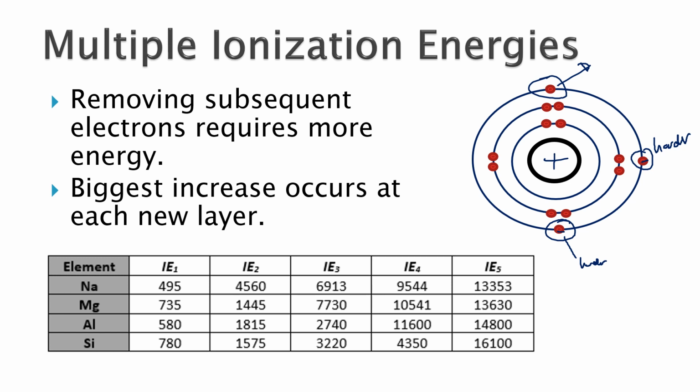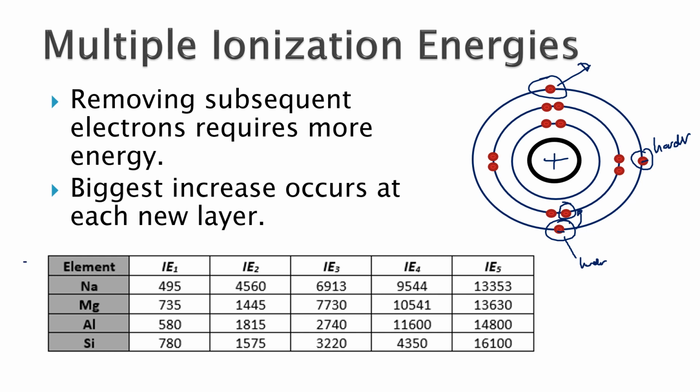Once we pull off all the valence electrons, we have to go down to another layer that's closer to the nucleus. And when it's close to the nucleus, that means there's a much bigger increase in the amount of ionization energy required to take off that next one. So you see a big jump in the ionization energy when you get to a new layer of electrons. All right, so what does this look like?